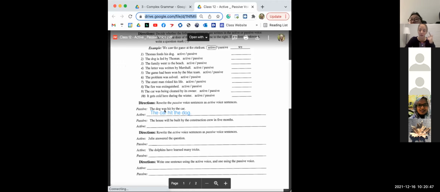So this one is a little tricky to see, but we have in the passive was hit. So we know this is the simple past. Hit, being the past participle of an irregular verb, has the same form for the simple past. The car hit the dog. Those irregular verbs are always tricky.